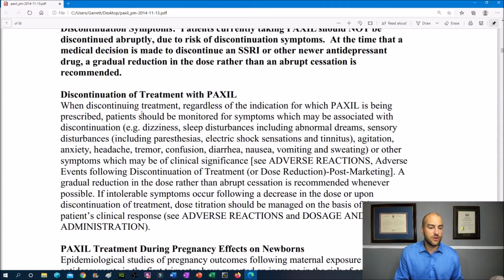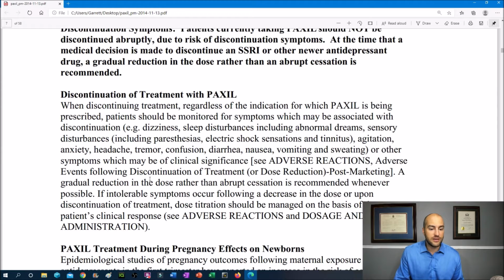Discontinuation of treatment with Paxil. When discontinuing treatment, regardless of the indication for which Paxil is being prescribed, patients should be monitored for symptoms which may be associated with discontinuation. This could be dizziness, sleep disturbances, including abnormal dreams, sensory disturbances, electric shock sensations and tinnitus, agitation, anxiety, headache, tremor, confusion, diarrhea, nausea, vomiting, and sweating, or other symptoms which may be of clinical significance.